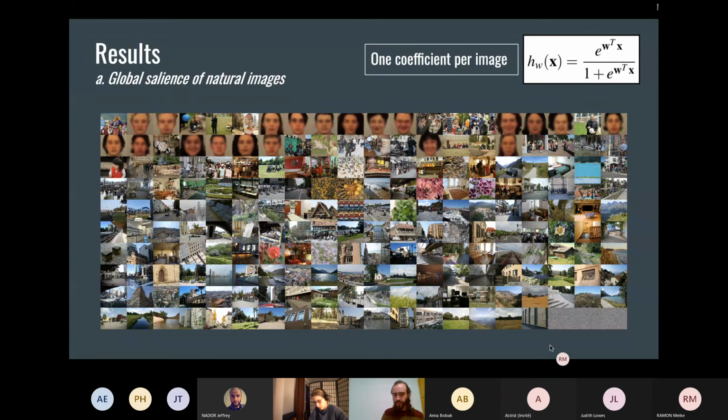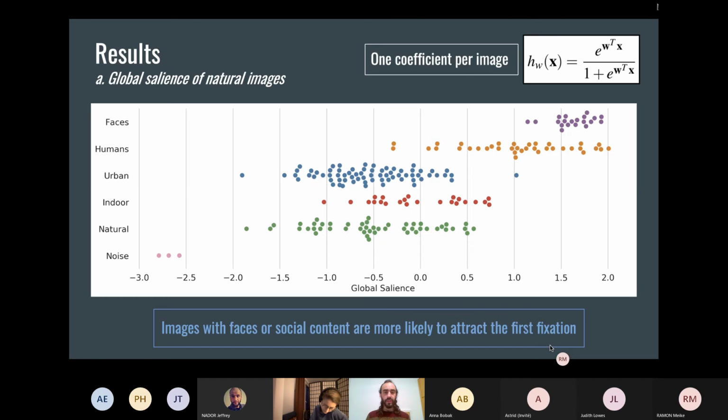And you can see that on the bottom right, there are 3 images which are pink noise that were there in the set for sanity checks, so they receive the lowest score, so it kind of makes sense. And then what we can see here as well is that images of faces and humans very consistently received the highest global salience scores. And then we have urban, indoor, natural images, which are more or less in between.